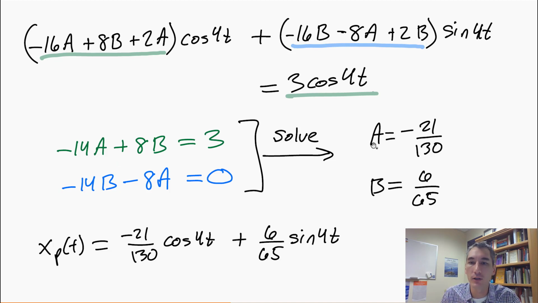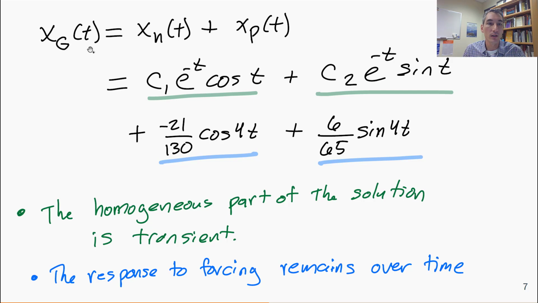If you do it correctly, you'll get A to be negative 21 over 130 and B to be 6 over 65, and that gives you your particular solution: negative 21 over 130 cosine of 4t plus 6 over 65 sine of 4t. Step 3, we write the general solution by summing the particular and the homogeneous using superposition, because we've got a linear differential equation.